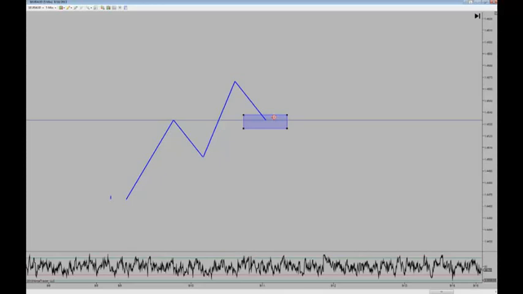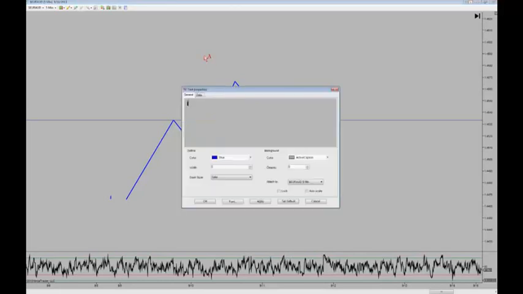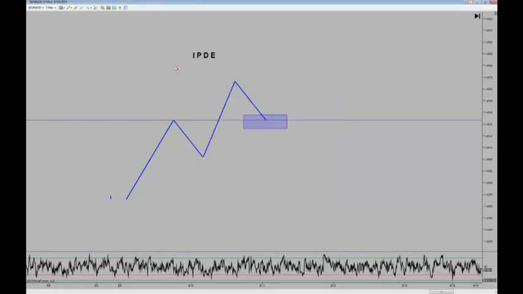And the first key of that is making a prediction, asking yourself, where's the market likely to go? We like to use an acronym around here called IPDE. Write this down. IPDE. This stands for identify, predict, decide, and execute.